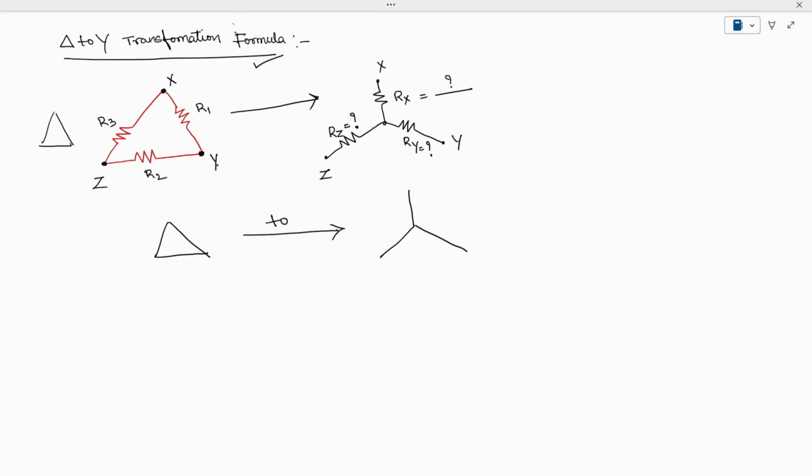So R1, R2, R3 are given. We need to convert this delta into a star. The elements are Rx, Ry, Rz. It's very simple to convert. Let's try to see the formulas.